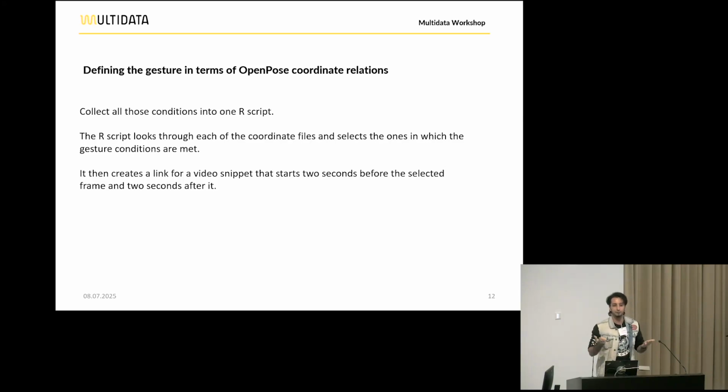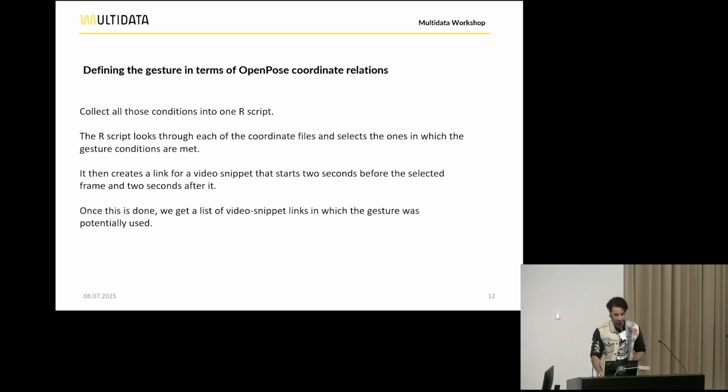Because if in only one frame you have someone that does this, it doesn't necessarily mean that they're using the gesture. I could be scratching my head, but in one frame, I look like this. So the hand technically is correct, but I'm not really using the gesture in a linguistic way. So once all of this is done, we get a list of video snippet links in which the gesture was potentially used, and then we collect its corresponding concordances.